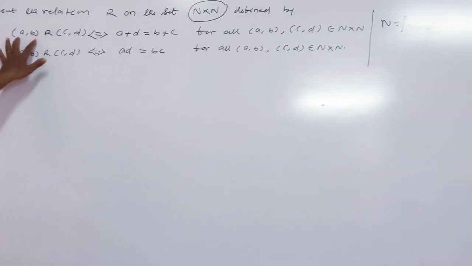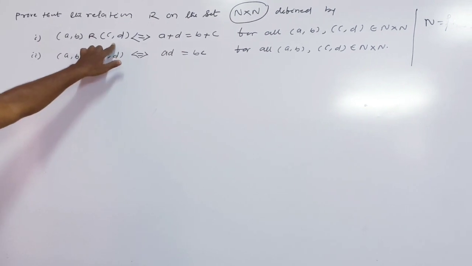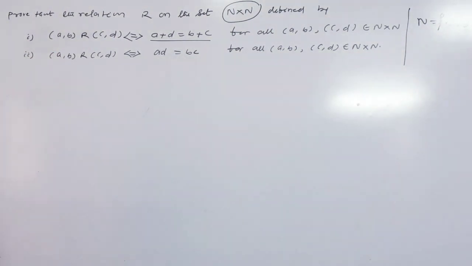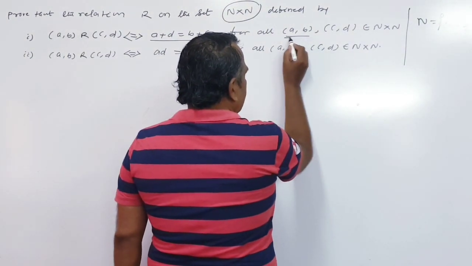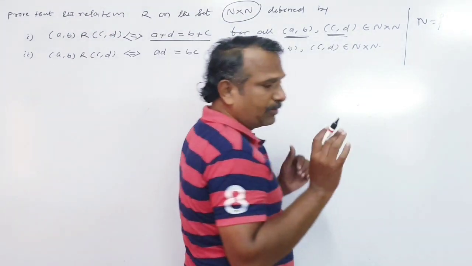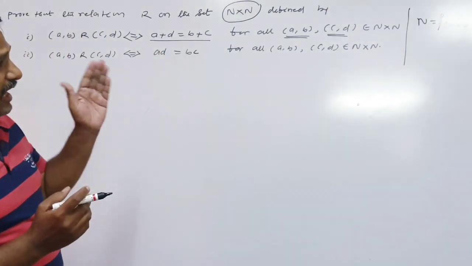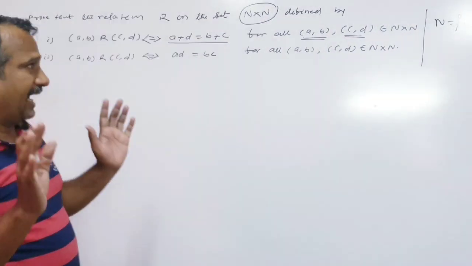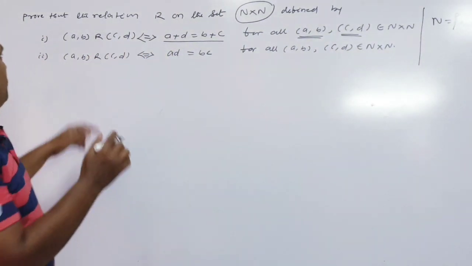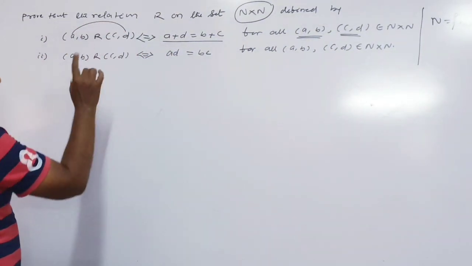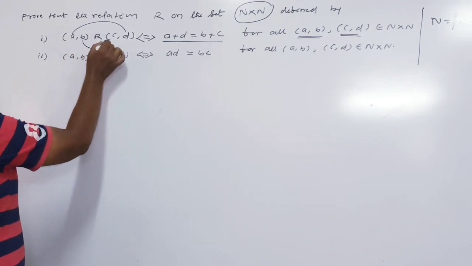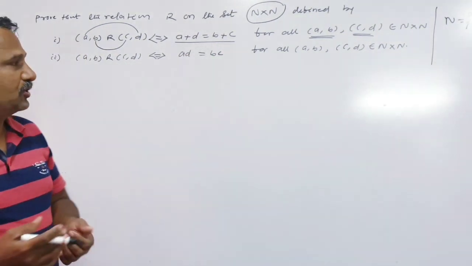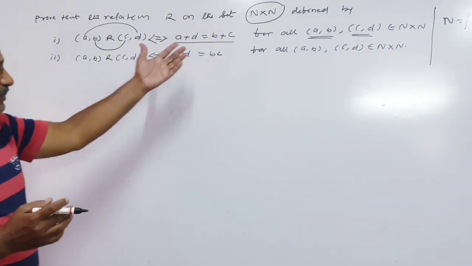Now the ordered pair (A, B) is related to (C, D) when A plus D equals B plus C. The ordered pairs (A, B) and (C, D) both belong to natural number cross natural number. That means A, B, C, D are all natural numbers. Another condition is A plus D, first and fourth. If you add these two, then second and third. A plus D equal to B plus C: first plus fourth equal to second plus third. This is the first example.